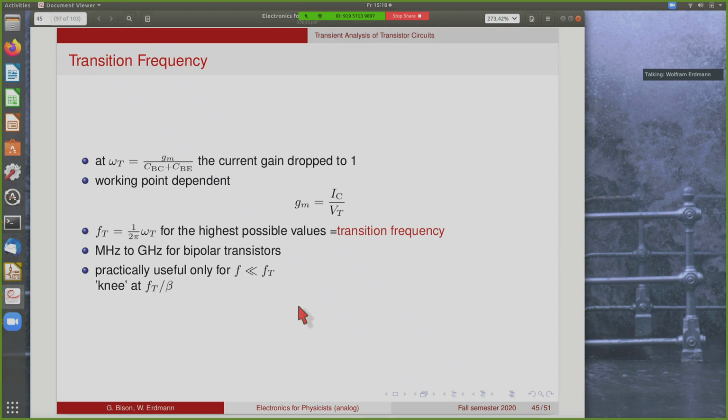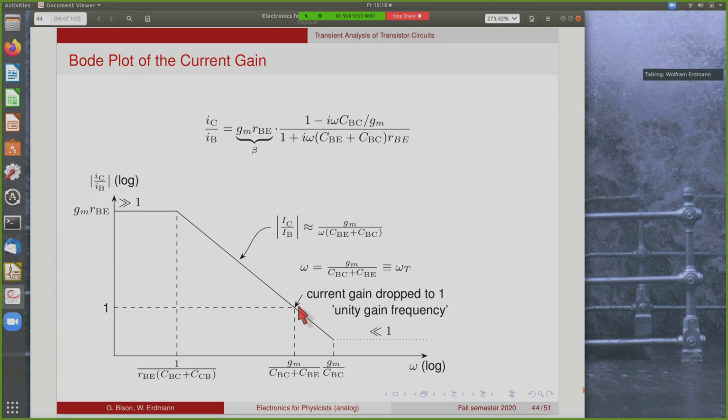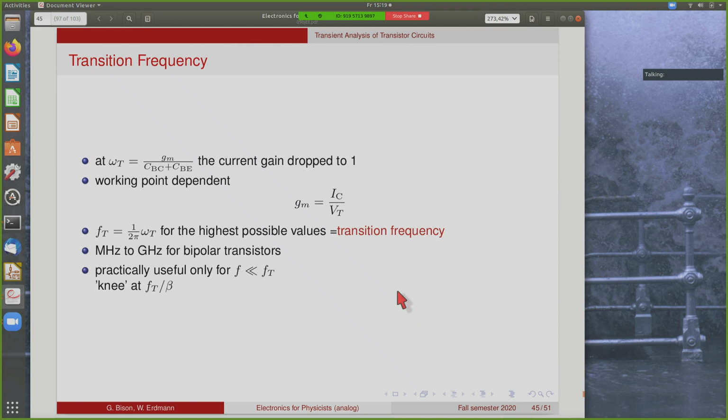So the point where this happens is called the transition frequency. So this point where Gm over CBC plus CB is the transition frequency, or where the gain drops to unity. It is obviously working point dependent, because Gm is a function of the collector current.